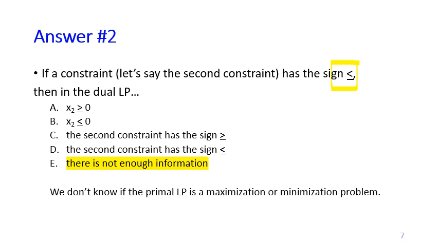Because remember that if it is a maximization case, then this is a normal constraint, which will mean that our dual variable will be normal as well. However, if the given primal is a minimization problem, then this sign is non-normal, which will make our dual variable non-normal also. In this case, we do not have enough information to answer.